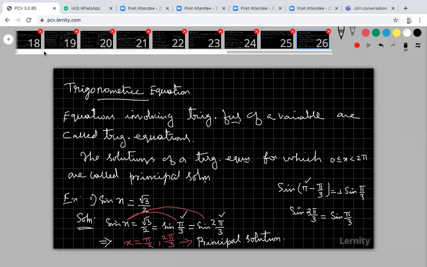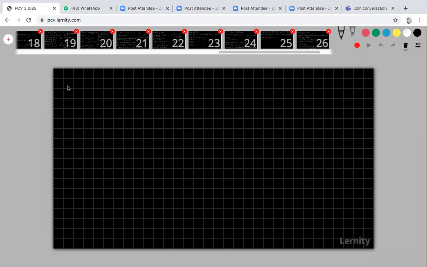Right? So now come to the next example, the second one. Find the principal solution of tan x equal to minus 1 by root 3. What is the principal solution? Tan x is equal to minus 1 by root 3.